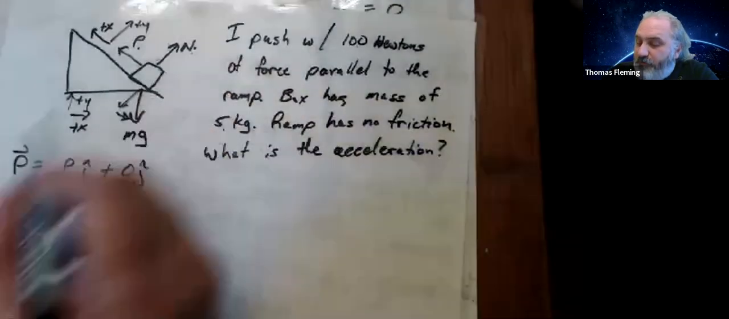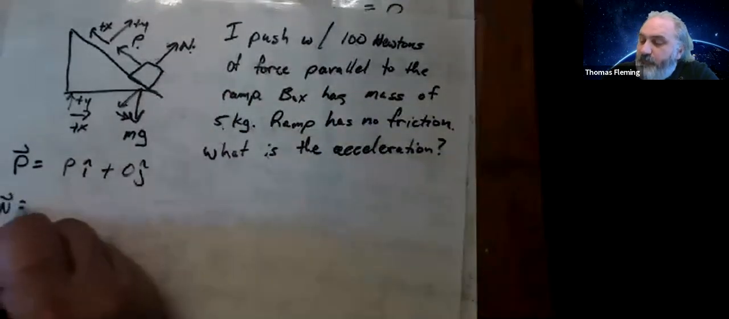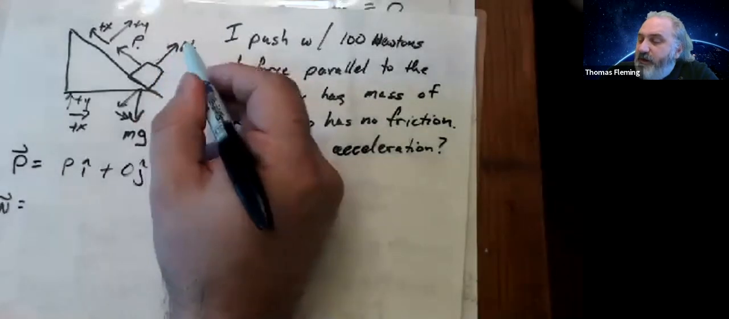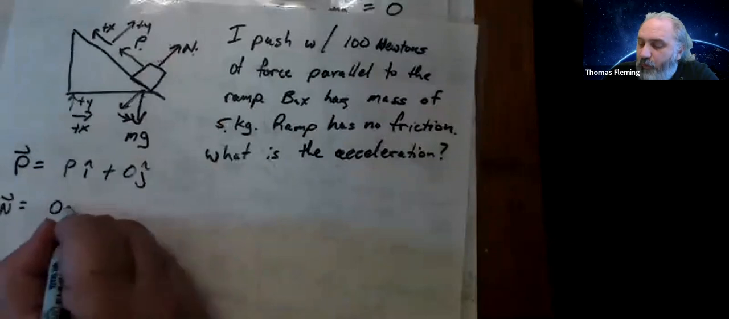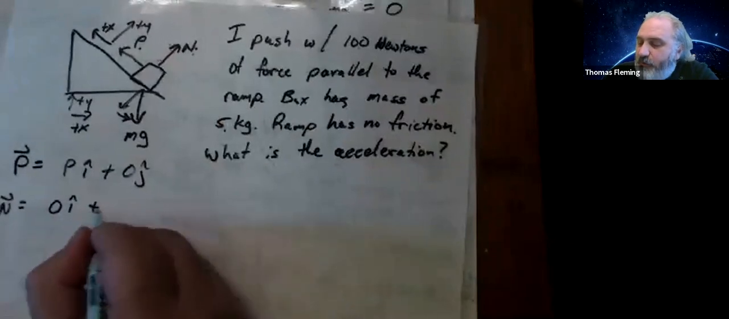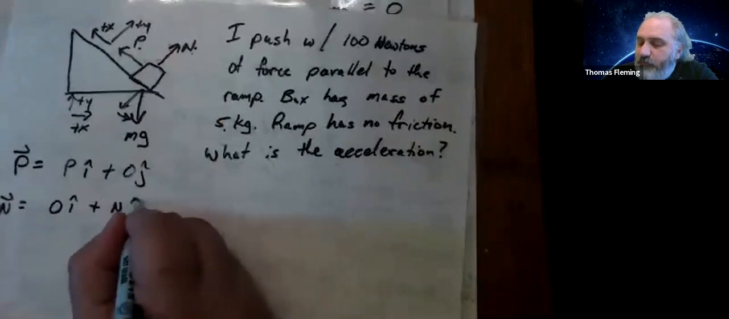For the normal force, it's purely in the y direction. It's not in the x direction at all. So 0 for whatever I hat is, and then whatever the normal force is for J hat.